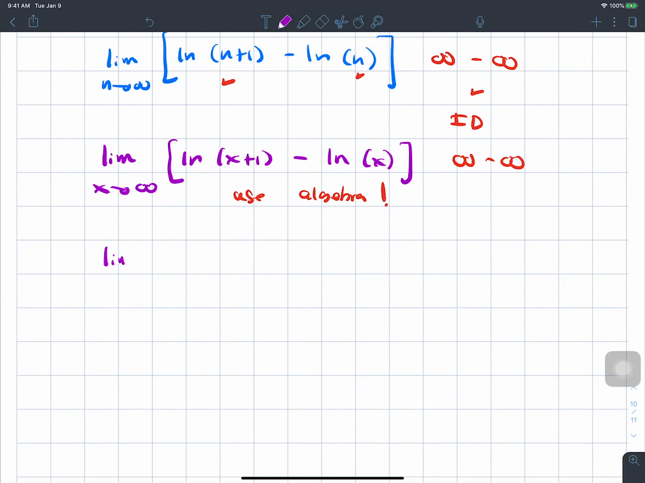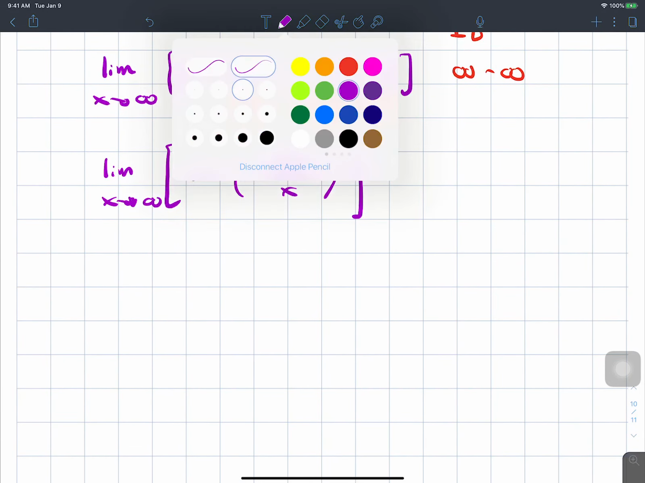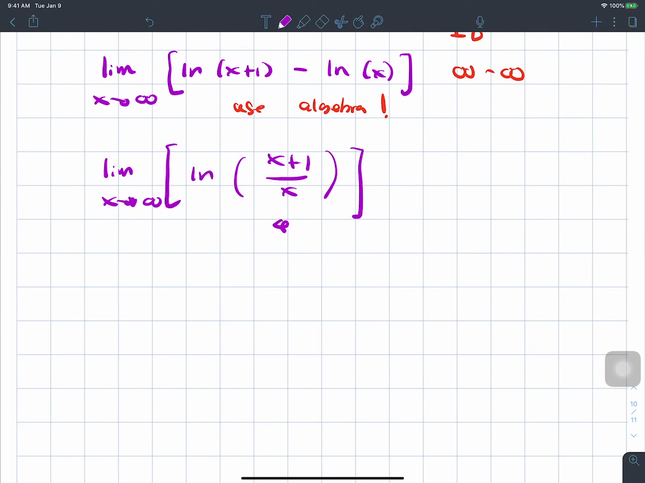So in purple, x is a real variable. We have, by the algebra, natural log of x plus 1 over x. Okay, because we have what's called the quotient rule, so this is the quotient rule for logs. And then I'm going to say to you, well, what happens? What's the limit here? So if you focus some more right in here, do some more algebra. This is x over x plus 1 over x, or 1 plus 1 over x.